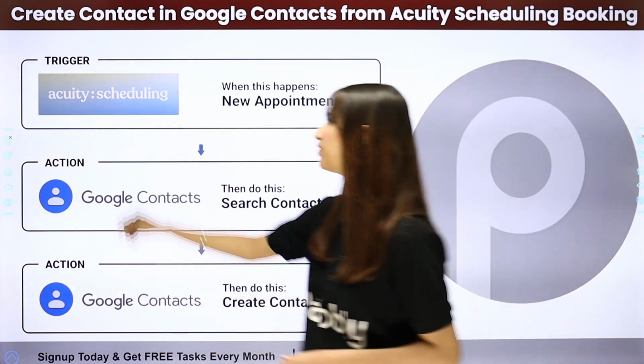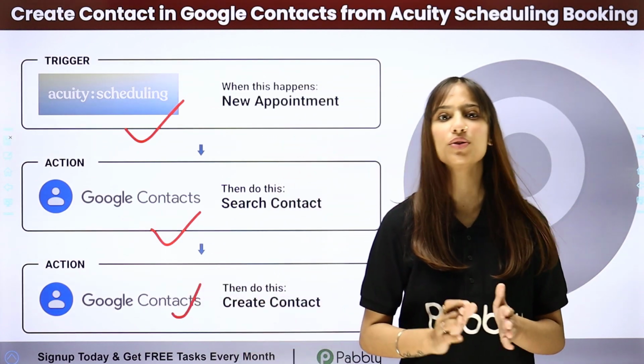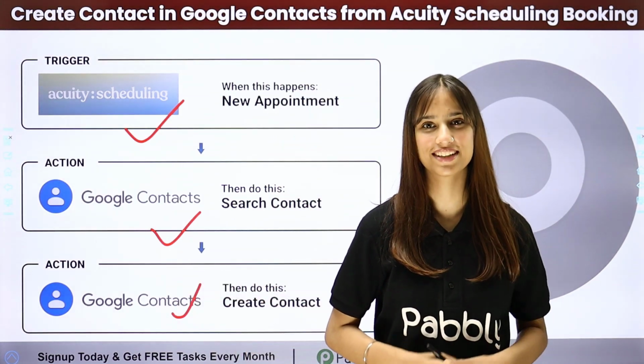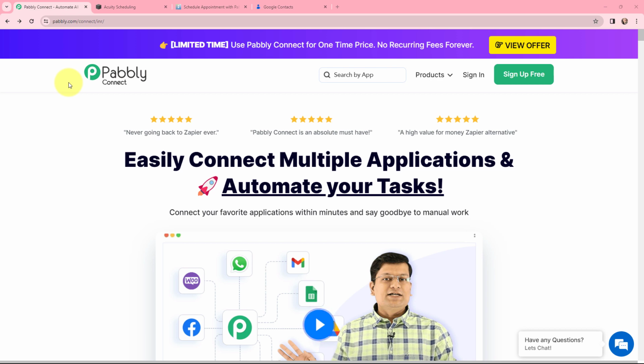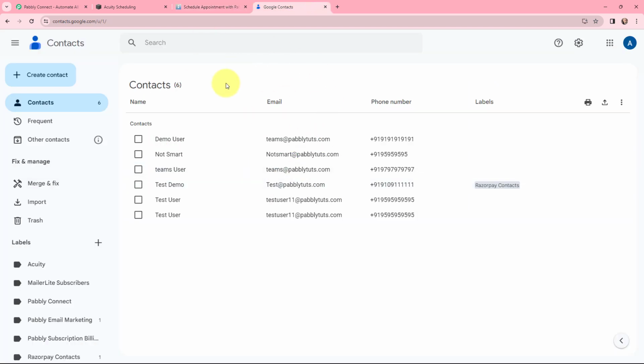Here my trigger application will be Acuity Scheduling and my action application will be Google Contacts. So if you want to learn more about this integration, follow me through the screen. In this video, we are going to understand how to create a contact in Google Contacts from an Acuity Scheduling booking. So here let's assume that I'm using Acuity Scheduling to take appointments from my customers and clients. So my objective is that whenever there is a new appointment in Acuity Scheduling, by using the person's details, I want to create a contact in Google Contacts. But here I only want to add those contacts who are not in my Google Contacts.